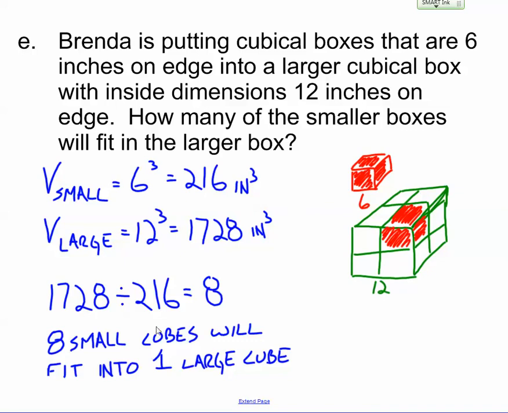Okay, and hopefully you can see the 8 cubes. There's 1, 2, 3, 4 on the front, and there's another 4 on the back. One we can't see any piece of. It's back there in the lower left corner. Okay, so that's all I've got for you today on volume.